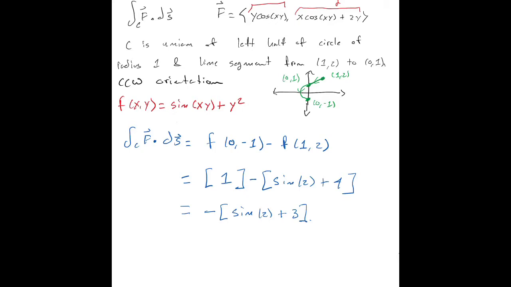Again, this was just a relatively straightforward example using the fundamental theorem of line integrals. Notice that before we found a potential, we verified that the y derivative of h is equal to the x derivative of g. If those two things are equal, then you can find a potential. If they're not equal, you cannot find a potential.